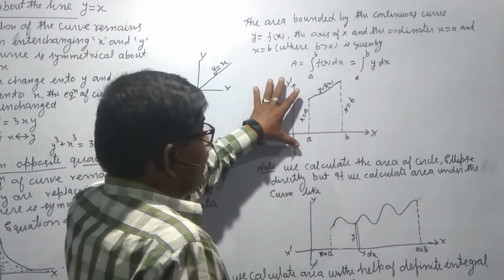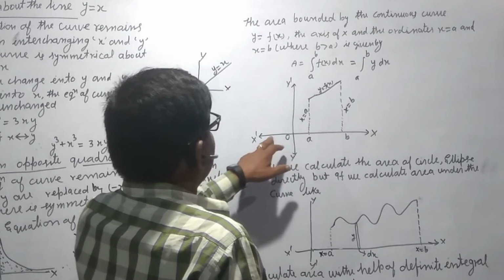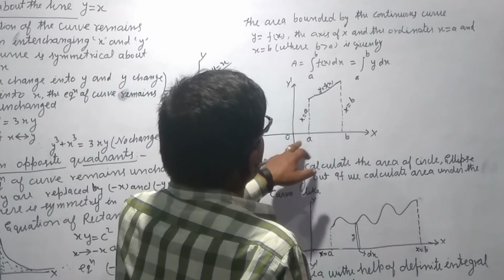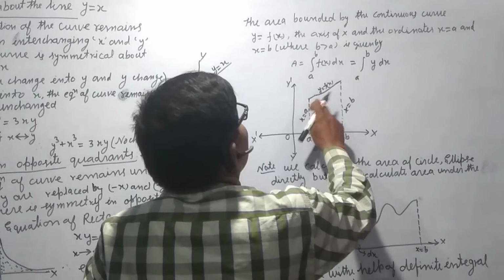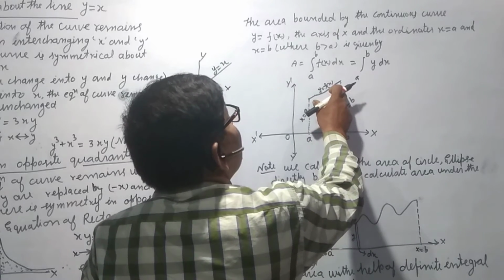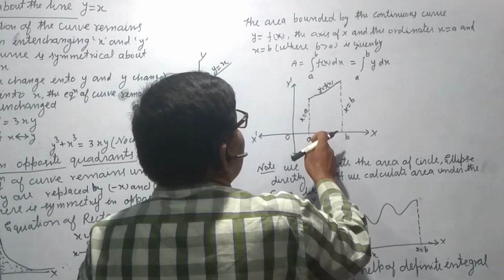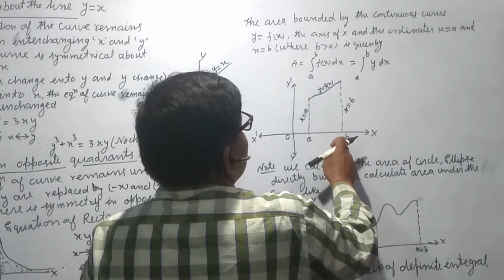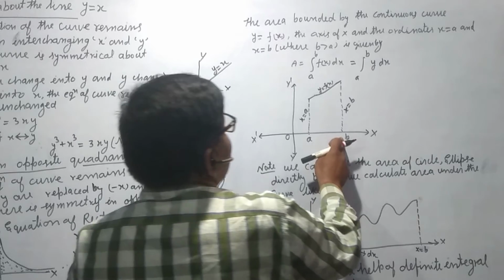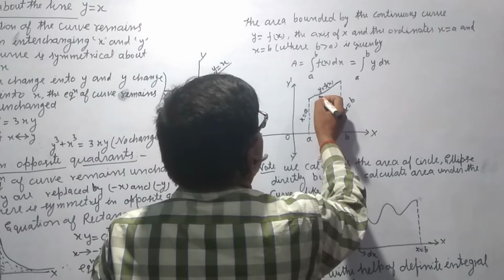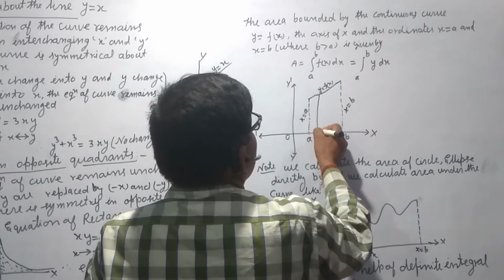We take this example, this is the x-axis and this is the y-axis. In this case, y is equal to f(x) is a function, and we take the perpendiculars here at a and at b. We can say that this is the lower limit and this is the upper limit. We take the strip here in this case.